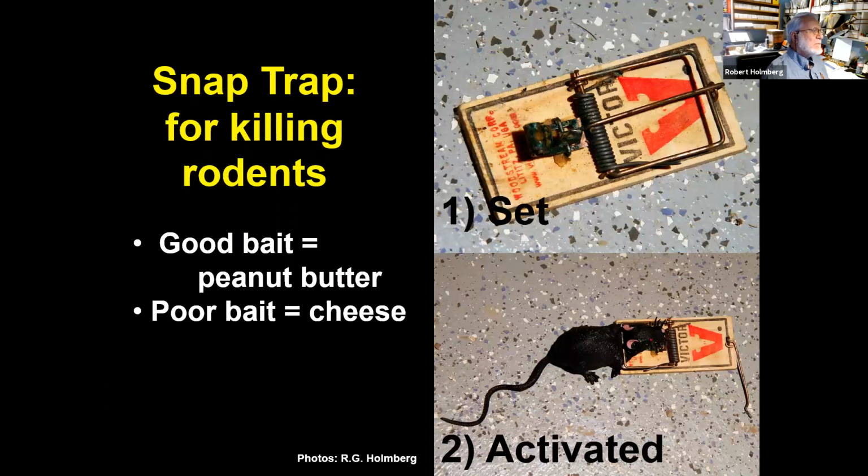Here's a snap trap, so it just does trauma to kill small rodents and shrews. And the bottom one is not a real mouse. That's a plastic mouse. So no mice were killed in making that photograph. And in case you're ever interested in trapping rodents, peanut butter is a very good attractant, and cheese is not.